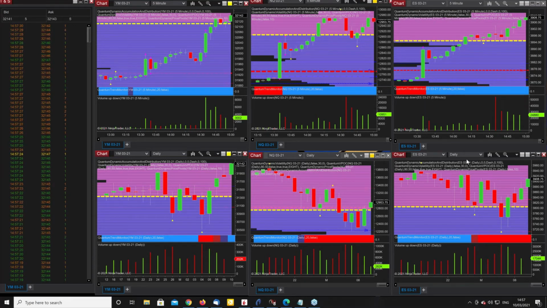Lots going on, lots of nice moves, and as Anna says, all interrelated. The sentiment is, as you can see, just start with the three indices. We've got the YM, the NQ, and the ES here. Top line is on 5 minute, bottom line is on the daily. And as you can see, since the open, they've all been pretty positive.